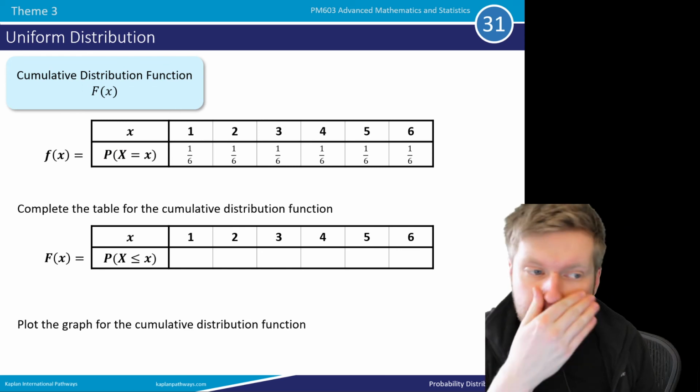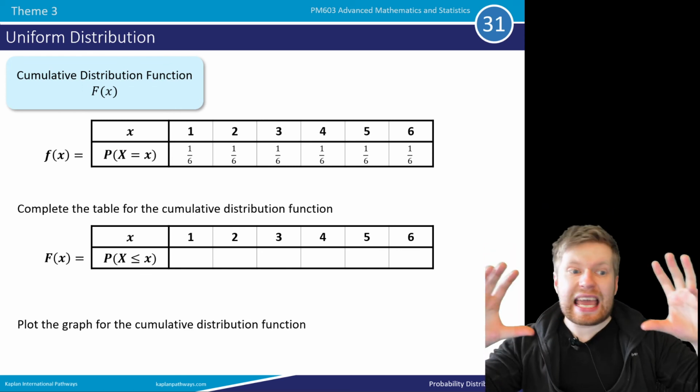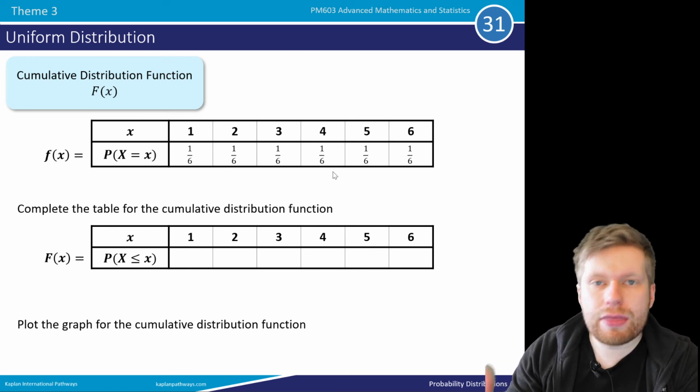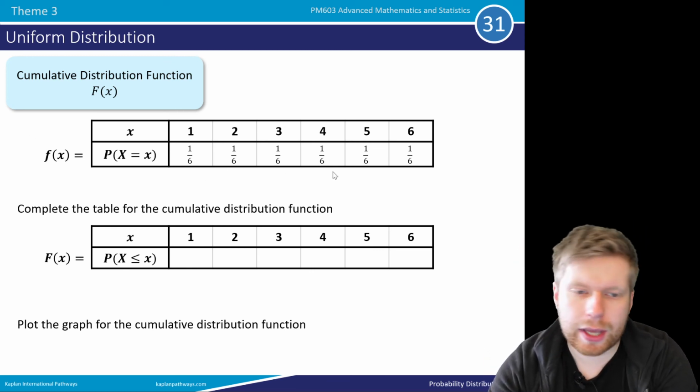The reason why it's called uniform, by the way, is that uniform means the same. If everything is uniform, it means the same. In this case, the probabilities are all the same, therefore it's got to be a uniform distribution.